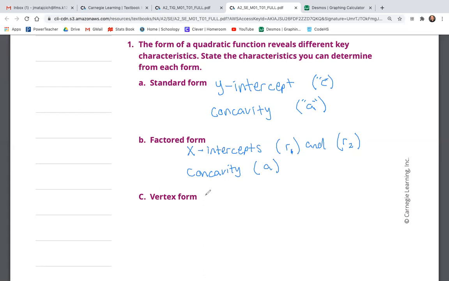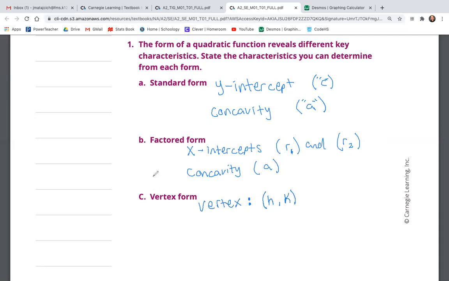Vertex form, obviously has some different uses. Believe it or not, it's really easy to find the vertex there. So the vertex, remember the vertex literally is a point. So the vertex, the point, it would be the value of H and also the value of K. That's how you find the vertex when a quadratic is written out in function form and not graphed for you.